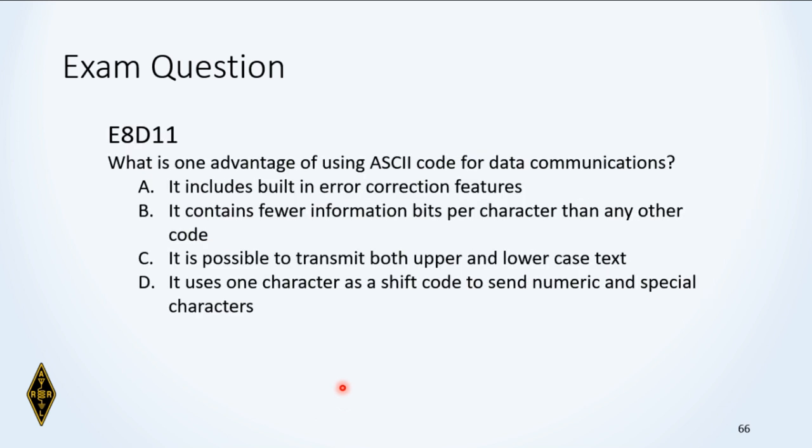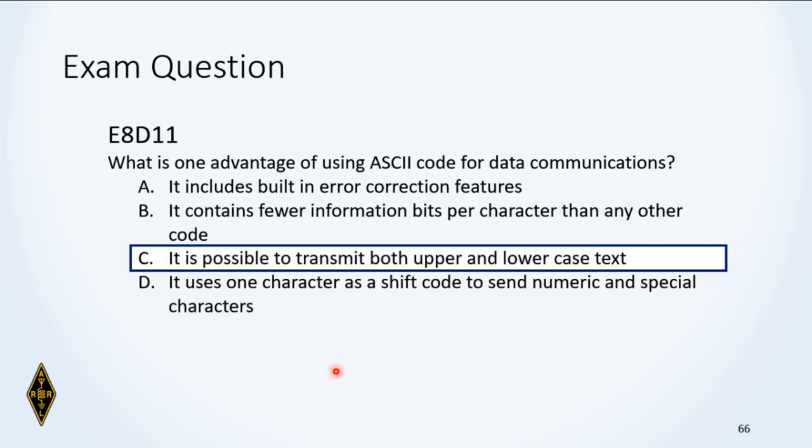What is one advantage of using ASCII code for data communications? There's one trick answer in here. See, I heard that, and that's correct. It's possible to transmit both upper and lowercase text. The thing that is a possible trap here includes built-in error correction features. Well, with parity, there's error detection, but no error correction. So just don't get caught on that one, thinking, oh, parity, it must be able to correct errors. Nope, it can only detect an error. So possible to transmit both upper and lowercase is what we want.